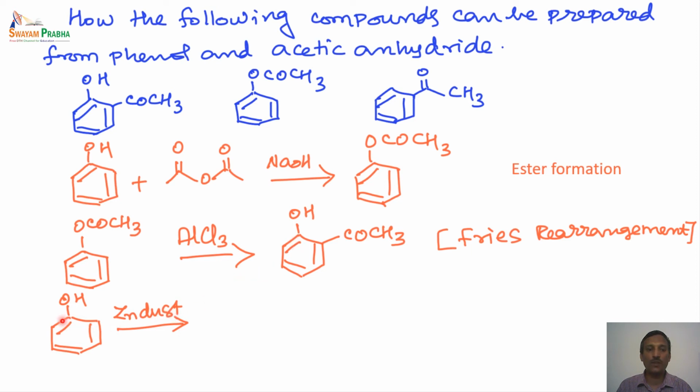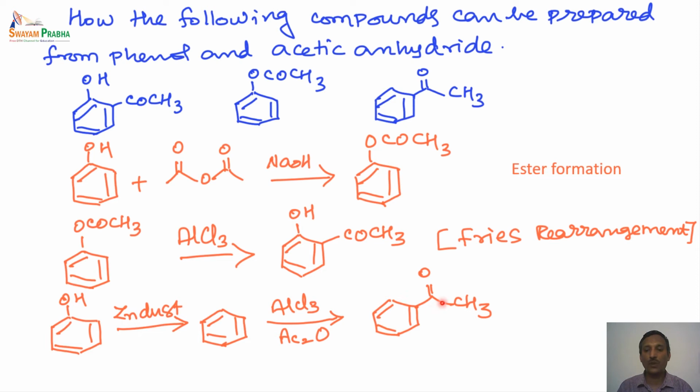So the best method will be to convert the phenol using the zinc dust to the benzene. First we have to remove the OH group, then we can introduce the COCH3 group by the treatment with AlCl3, that is the Friedel-Crafts acylation of acetic anhydride on benzene gives the corresponding acetophenone. So this is nothing but the acetophenone. So this can be formed by this Friedel-Crafts reaction. So from the phenol we have to make first the benzene, and from the benzene we can make this corresponding acetophenone.